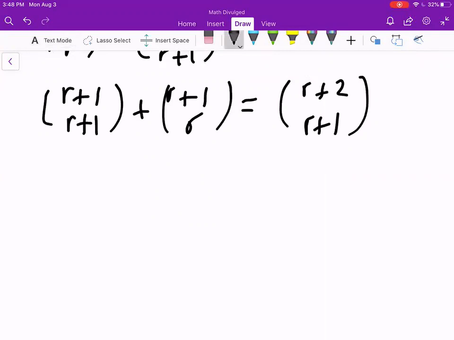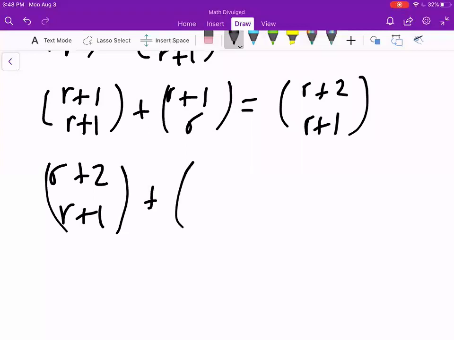So we have r plus 2 choose r plus 1. So now we add the next term. So we have r plus 2 choose r plus 1 plus r plus 2 choose r. And again, by Pascal's identity, this is equal to r plus 3 choose r plus 1.